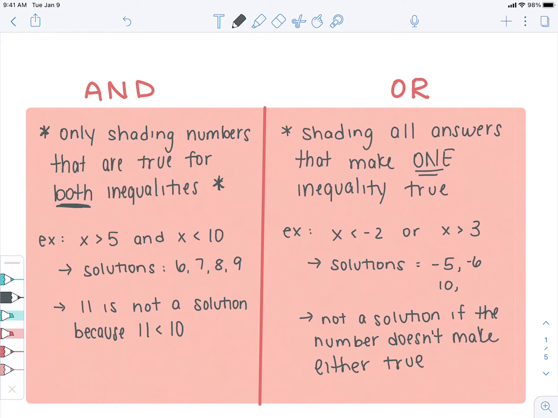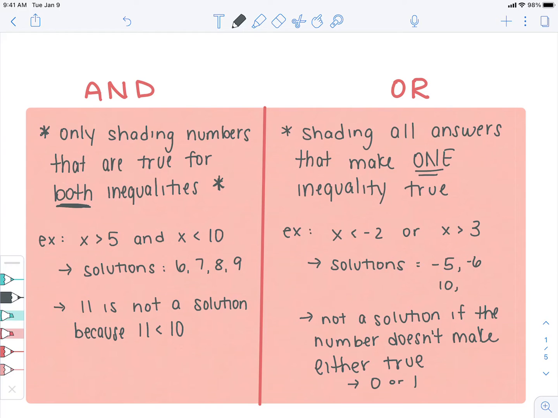What would be a number that's not a solution here? A number that's not smaller than negative 2 or bigger than 3. Negative 10? Negative 10 is smaller than negative 2, right? Those numbers in between aren't going to be answers. So examples of that would be like 0 or 1 here. Those numbers aren't true for either of them, right? 0 isn't smaller than negative 2, and it's not bigger than 3. So it doesn't work for either of them.